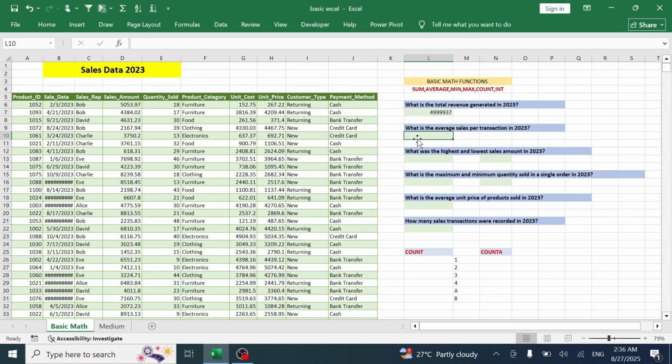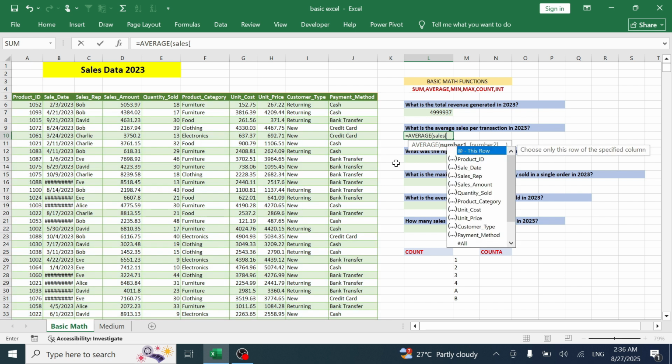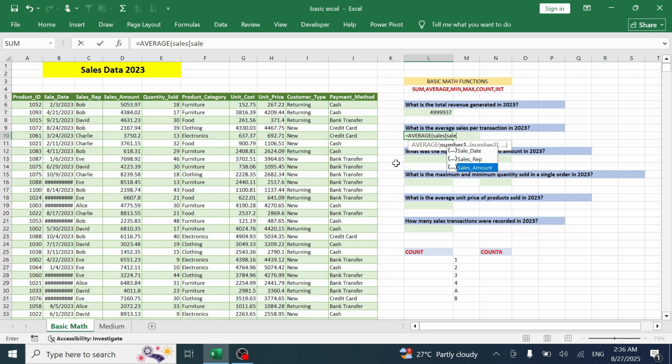The second question is, what is the average sales per transaction? So we need to calculate the average sales. For that we use the average function. We need to use the sales amount column again, close the bracket. Yeah, 5,000 is the average sales per transaction.